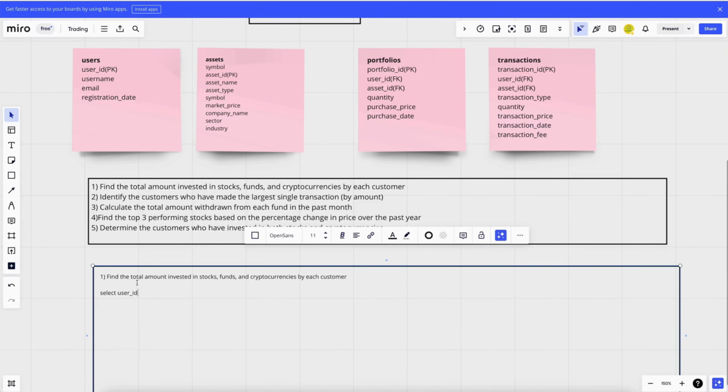I'll use the user ID. Since the user ID is common for both users and portfolios, I need to maintain some alias here. I'll start with U.